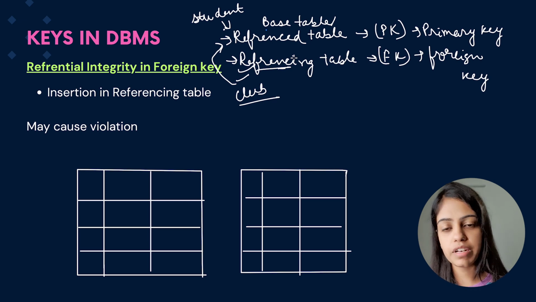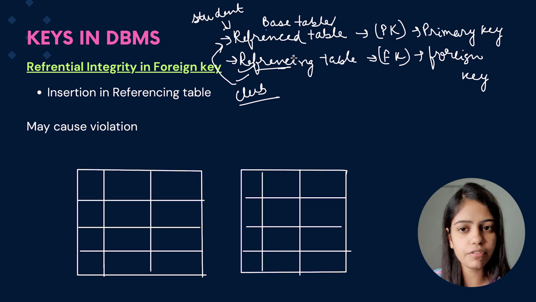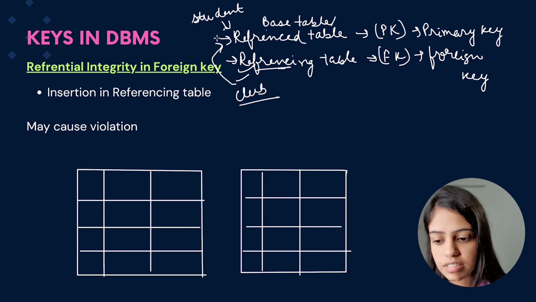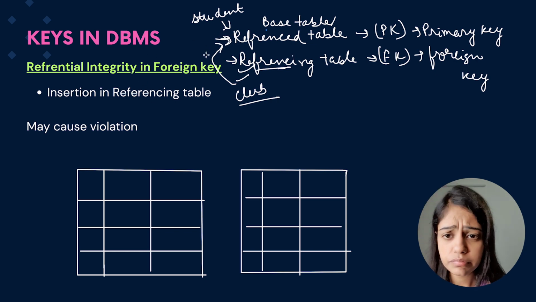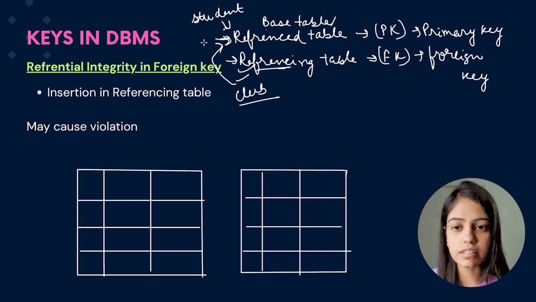Now what happens whenever some CRUD operations are performed on the reference table and the referencing table? For the reference table, as I told you, whenever there is an insertion, deletion or updation, there are some violations or some rules which are broken in some cases. So what are these rules, and why do the violations matter so much to us?